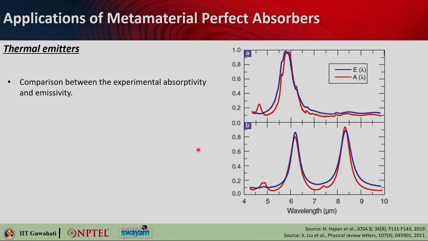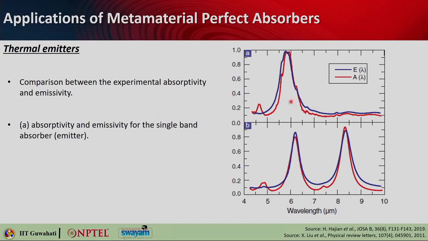So that way you can see that you can develop a thermal emitter, a high Q thermal emitter, at a single band, a dual band, or multiple bands depending on the design of your metamaterial absorber. This one shows the absorptivity and emissivity of a single band absorber, or you can say emitter, whereas this one shows a dual band absorber or emitter. So that way you can actually design the materials.